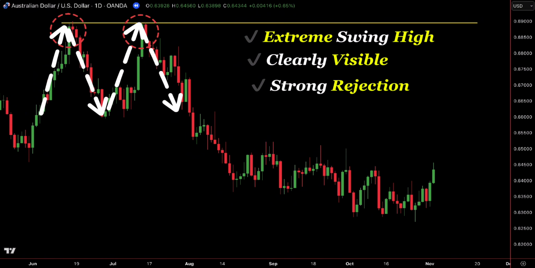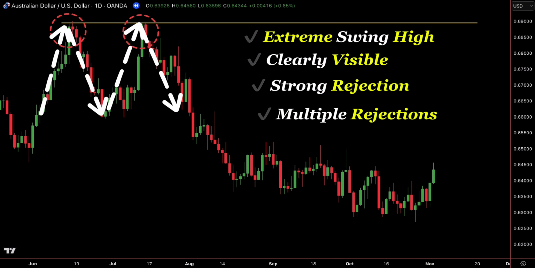Strong rejection. After touching this area, price didn't hesitate. It dropped aggressively. A move like that shows real selling pressure. Multiple rejections. Price tested this resistance twice and failed to break through. Two clean rejections create what traders call a double top, a strong bearish sign. This is exactly the type of level you want to mark.